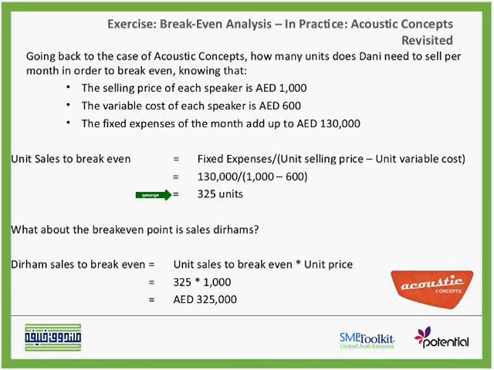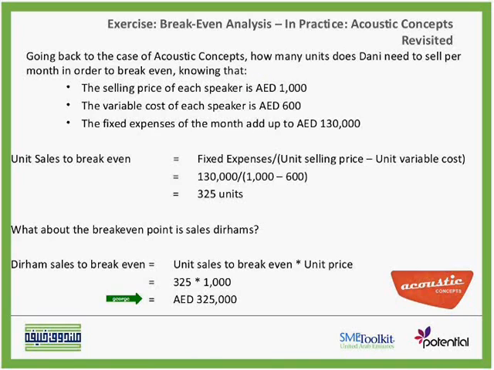What about the break-even point in sales dirham? As we said, we have unit sales to break even being 325 units. We have the selling price of each acoustic speaker being 1,000. So Danny will have to sell around 325,000 dirham per month to break even. Any sales beyond the 325,000 will be profit generated to his business.